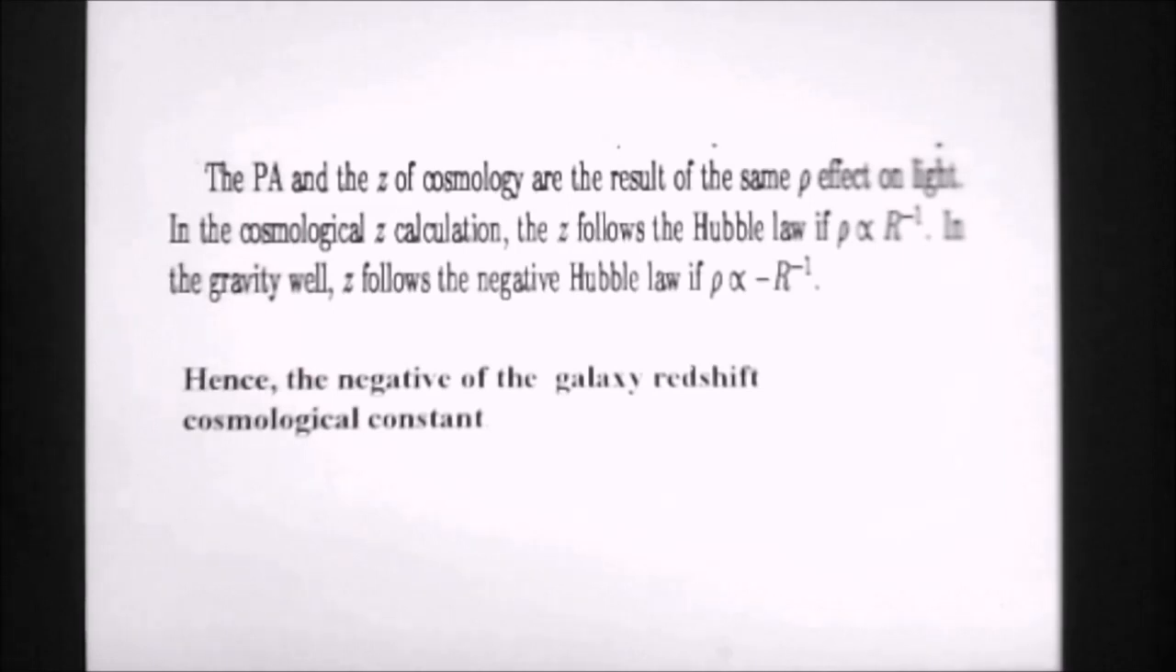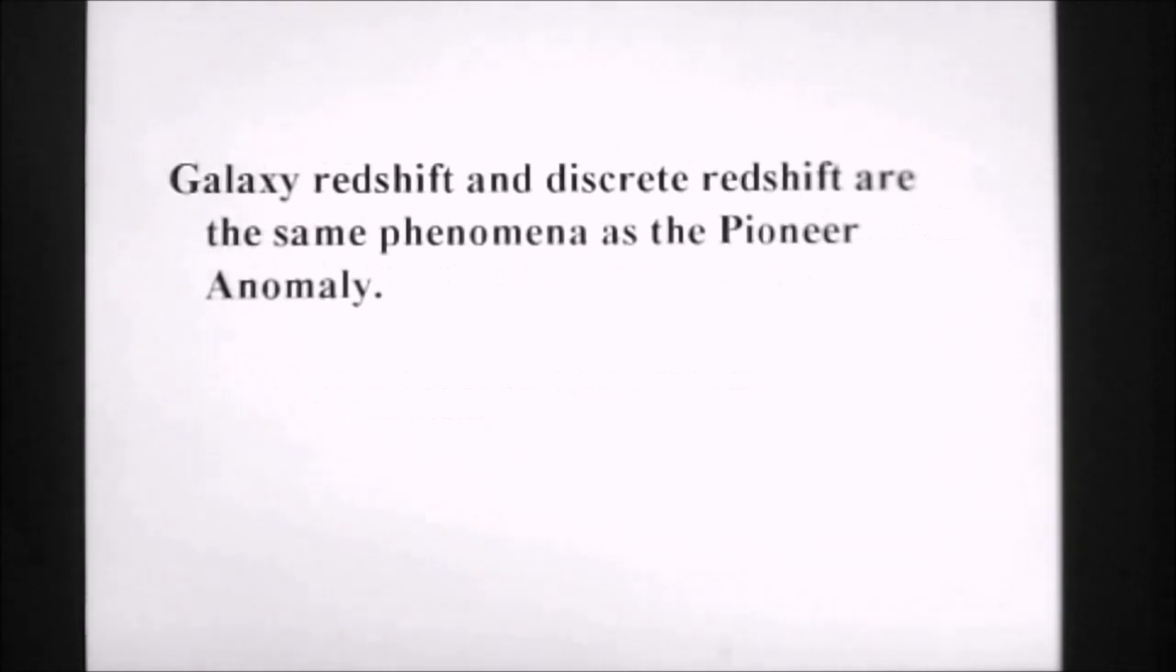In the cosmological redshift calculation, the Z follows the Hubble law if rho is inversely proportional to the radius. In the gravity well, the redshift follows a negative Hubble law. That is to say, rho is inversely proportional to the negative of the radius. Hence, the negative of the galaxy redshift cosmological constant. Galaxy redshift and discrete redshift are the same phenomena as the Pioneer anomaly.